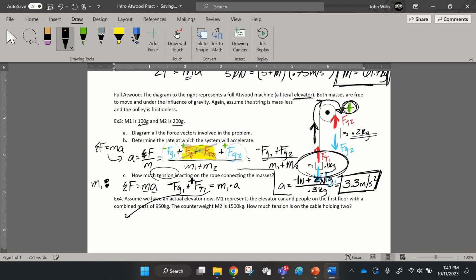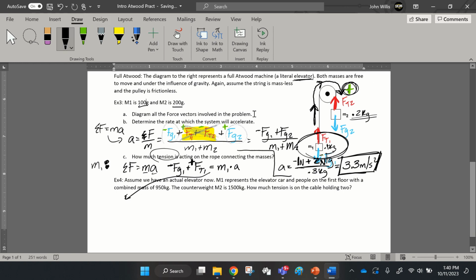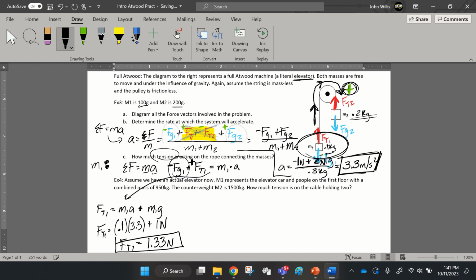The way I would take this, I'll move it down here and rearrange this equation, because I like rearranging before I do the math. FT1 is equal to M1A plus, because we have to add the weight vector. In order to calculate weight, it's always M1 multiplied by g. So FT1 is equal to 0.1 kilogram multiplied by 3.3, plus its weight, which was 1 Newton, 0.1 kilogram multiplied by 10 meters per second squared. The force of tension acting on this rope is 1.33 newtons. If we put a force probe somewhere along that string, 1.33 newtons would be the force of tension it measures inside this particular system.